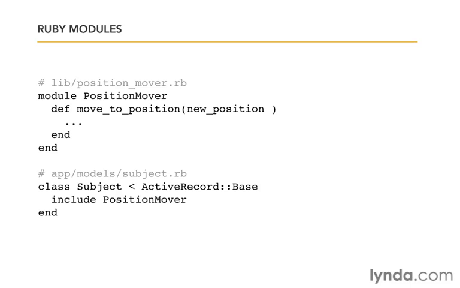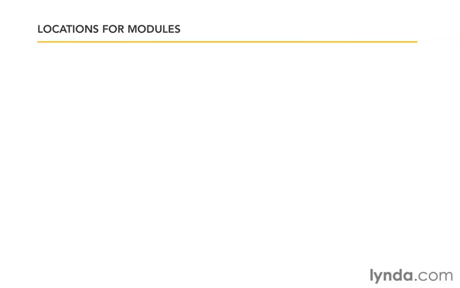Now, in order for a module to be used and included in our classes, it needs to be loaded by Rails. So where do we locate our modules inside our application so that we make sure that Rails loads it and makes it available to us so we can include it in our classes? Well, any code that you put into your app helpers folder, your app models folder, or into your lib folder should get loaded automatically by Rails.